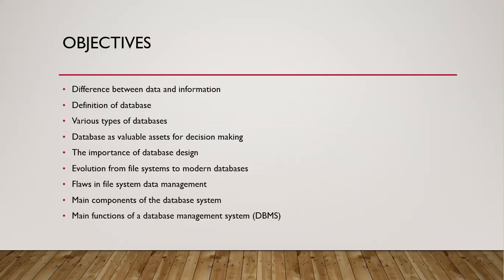So the objective of this chapter is to differentiate between data and information, to define database, to know about various types of databases, database as valuable assets for decision making, to know about the importance of database design, the evolution from file systems to modern databases, flaws in file system data management, main components of the database system, and main functions of a database management system.